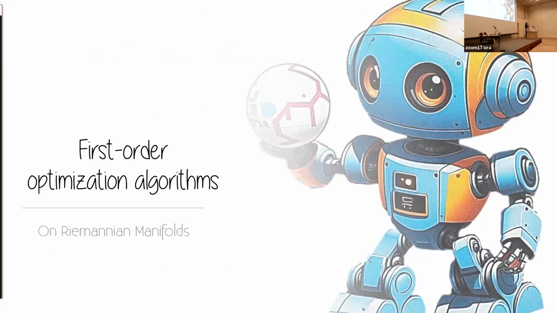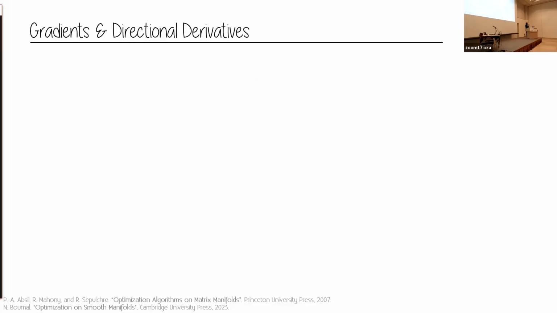So, starting with first order optimization algorithms. First order optimization algorithms are based mostly on gradients, and this is what we're going to cover first. This is a small recap of how we compute the gradient in Euclidean space, and then I will show you how this generalizes to the Riemannian case.